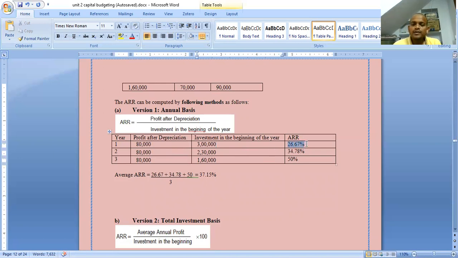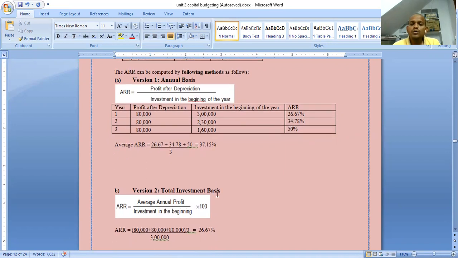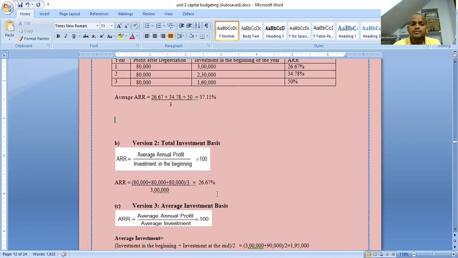So 26.67 percentage. And we have to average all accounting rate of returns. Average accounting rate of return. So we have to divide it by the life of the project, 3 years. So finally we'll get 37.15 percentage. So in the second method, if we consider total investment, how does it appear?